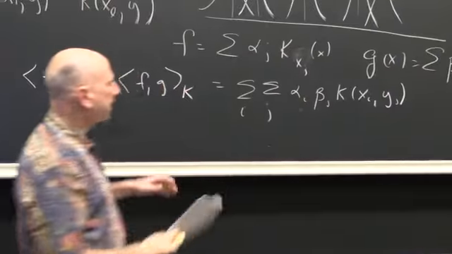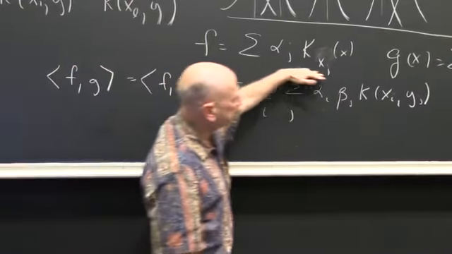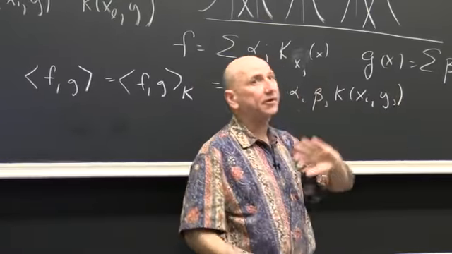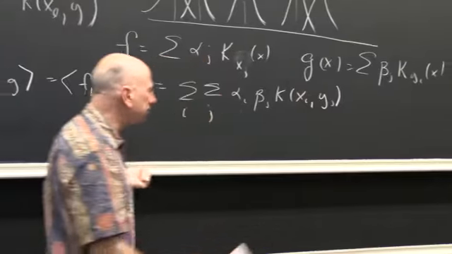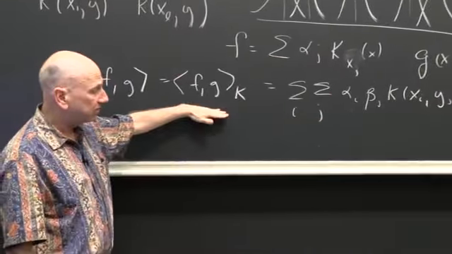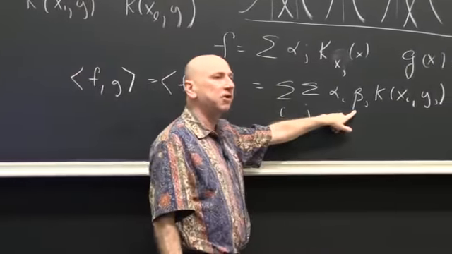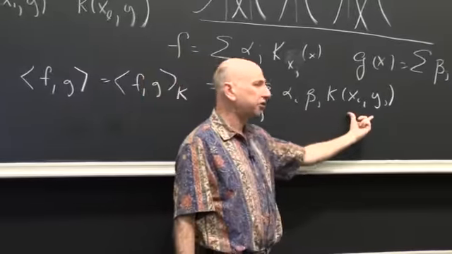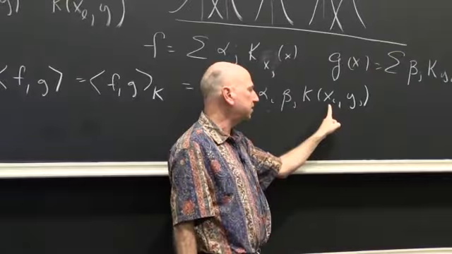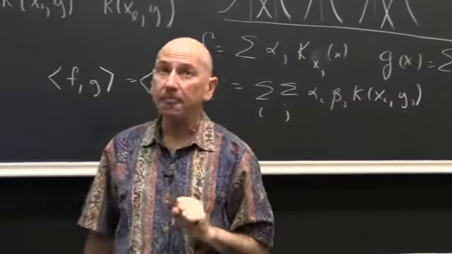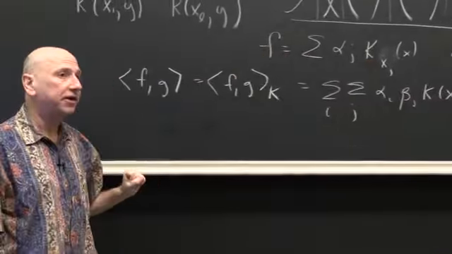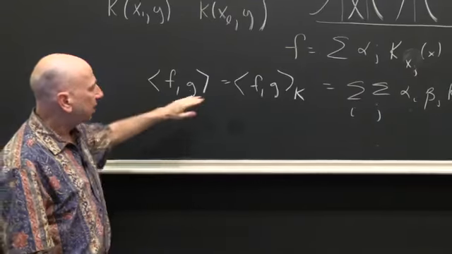So let's just think about that. I just took f as some sum of these normals, for example. They don't have to be normals, right? g is some sum. I'm just defining the inner product to be, take their coefficients and multiply them together. But every time you do that, take the kernel value that corresponds to that xi and that yj.